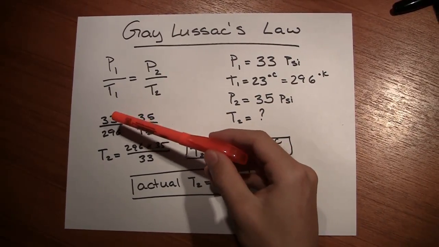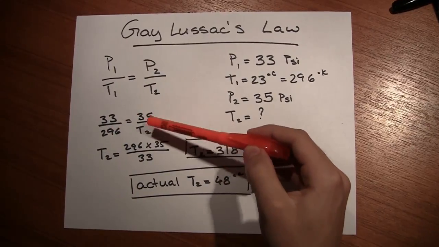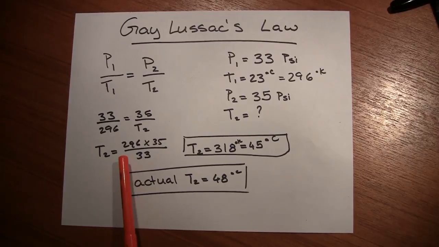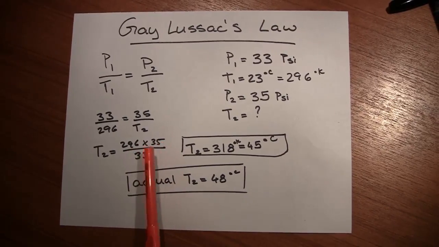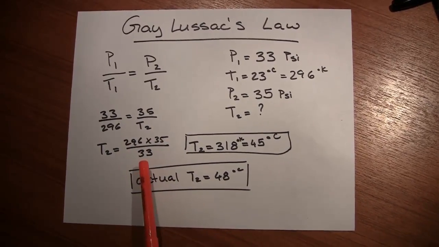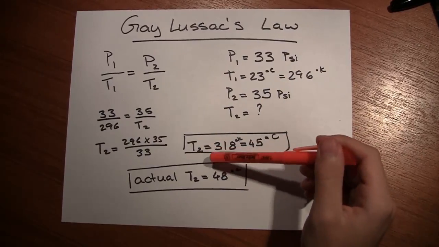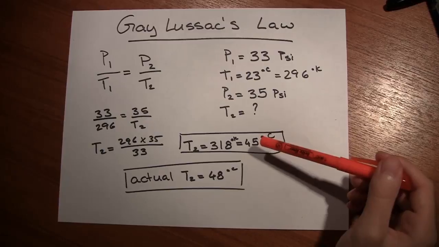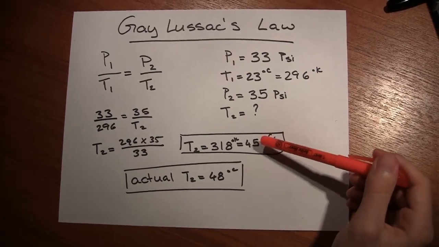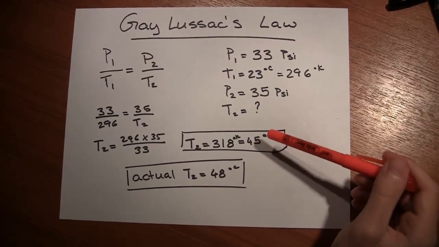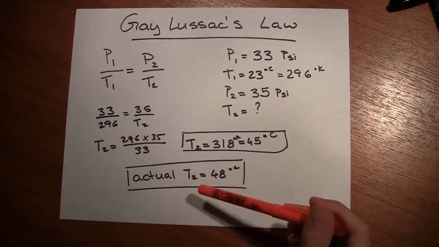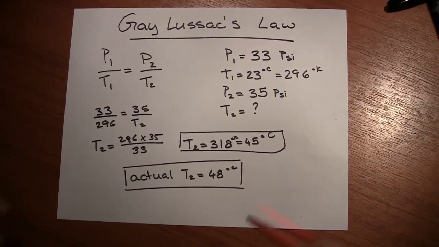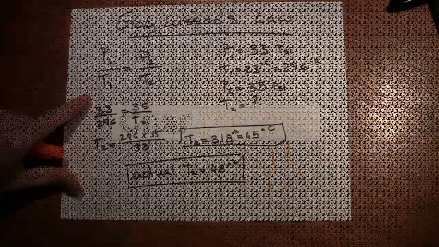So it's 33 over 296 equals 35 over T2, which is the temperature. So to solve for that, you do 296 multiplied by 35, all divided by 33. So that gives you T2 equals 318 degrees Kelvin, which converts to 45 degrees Celsius as the finishing temperature. The actual finishing temperature was 48 degrees Celsius. So we were pretty close.